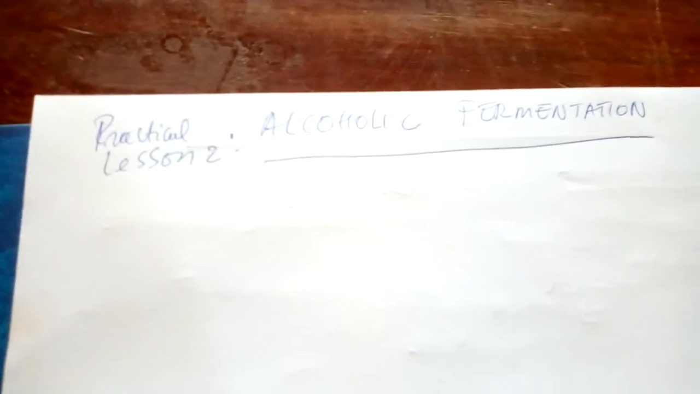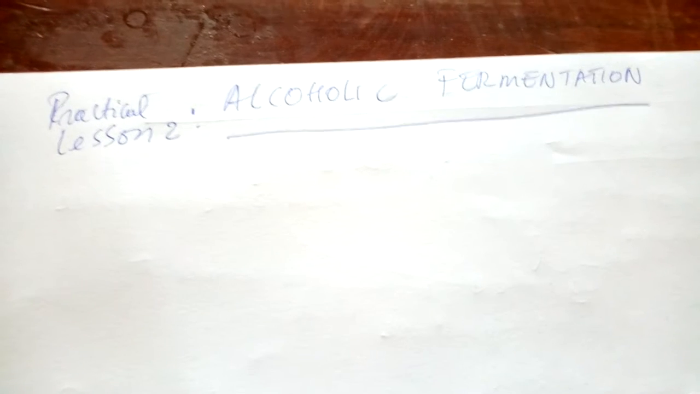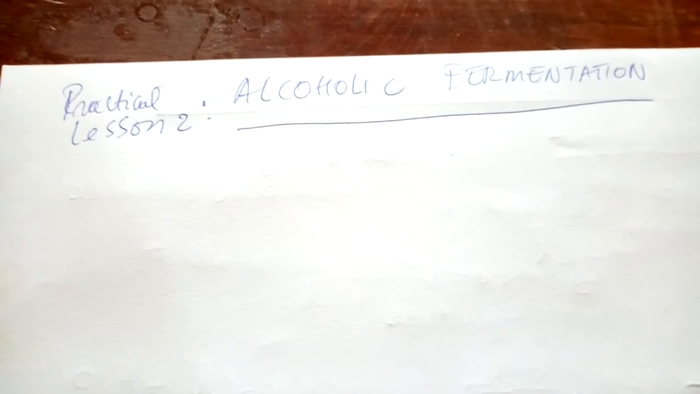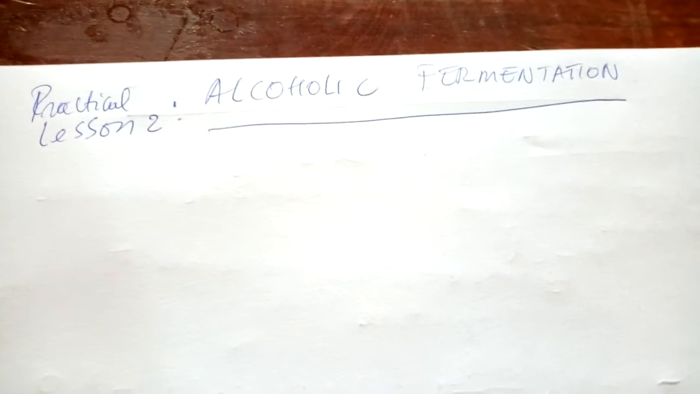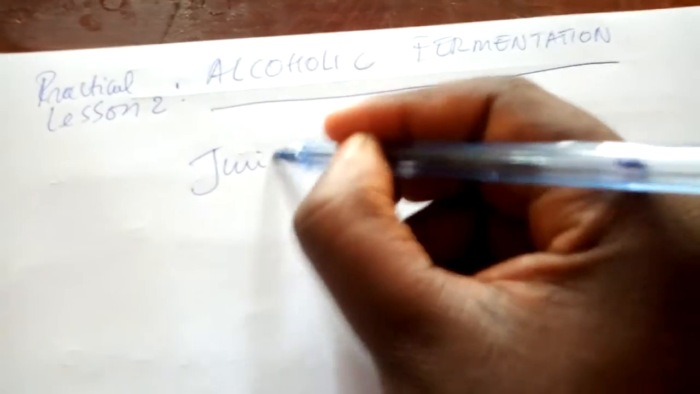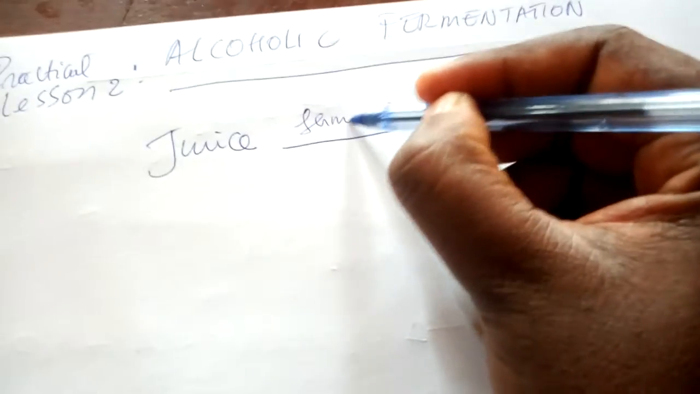I have the practical lesson number 2 of organic chemistry, of course, including biochemistry lesson, alcoholic fermentation. In this way, you want to see whether what we are doing is the fermentation or not. You know that fermentation, alcoholic fermentation, is the process of using juice, and after using juice, there is a fermentation.